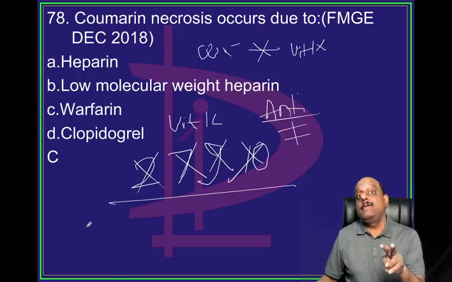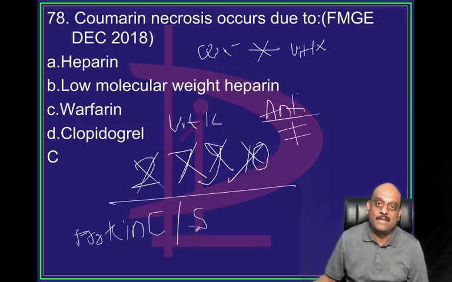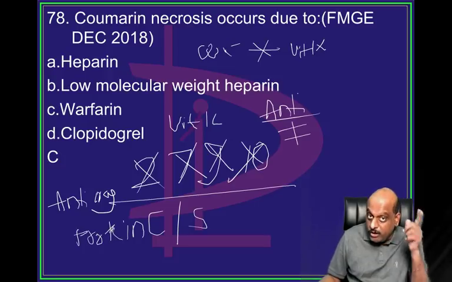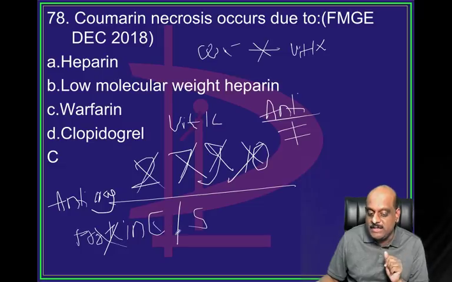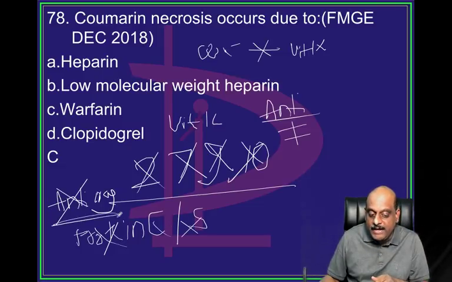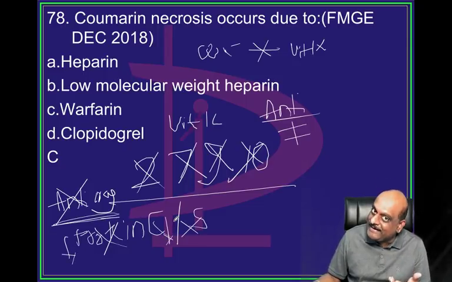There are 2 more vitamin K dependent factors. One is protein C, other is protein S. Naturally, they are anticoagulant. So, if you give warfarin, which is anti-vitamin K, you are giving anti-protein C and S. That means a fall of protein C, protein S leads to a coagulant tendency.